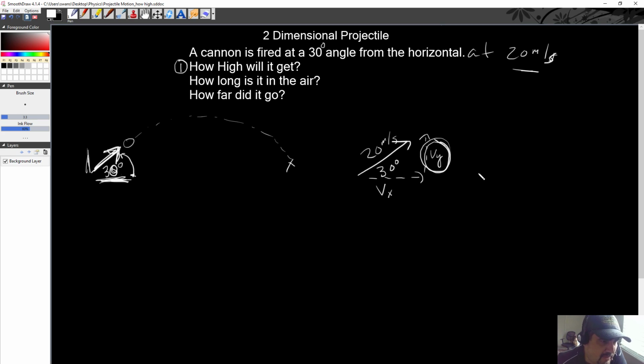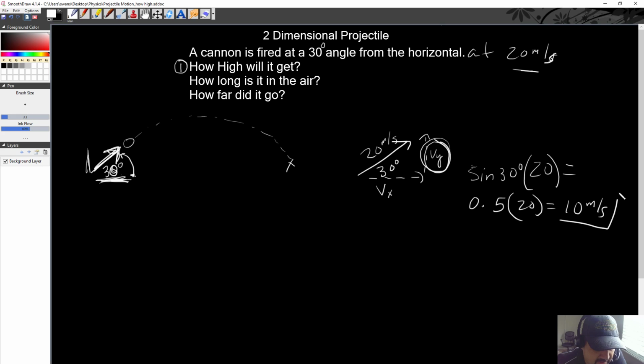So how do we solve that? That's going to be the sine. We're looking at sine for the y direction, a quick review if you want to look at that. The sine of 30 degrees times 20 meters per second is going to give us our speed. The sine of 30 on a calculator is 0.5, you can double check that. Times 20 is equal to 10. So this thing is heading up at 10 meters per second.